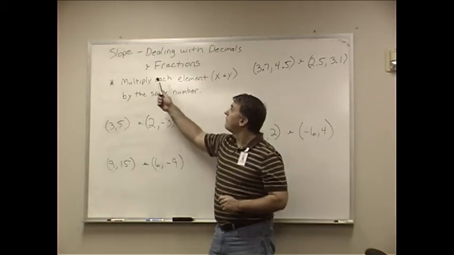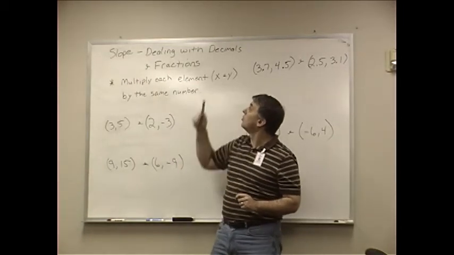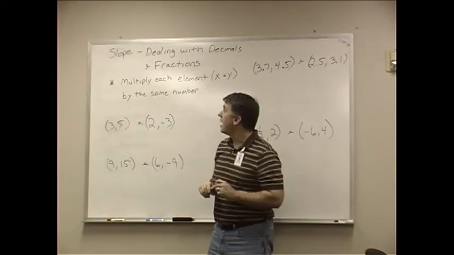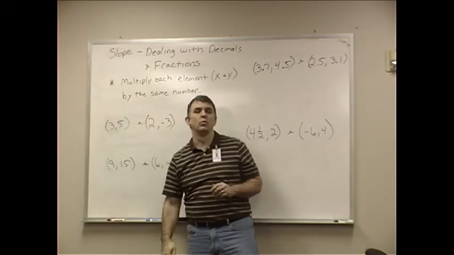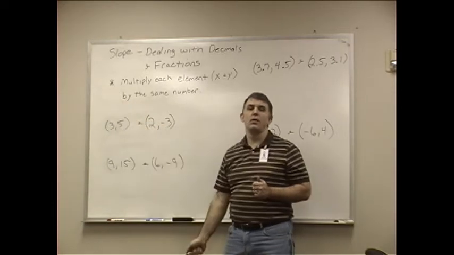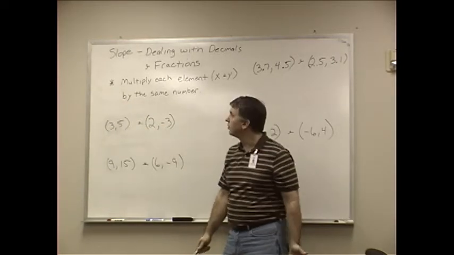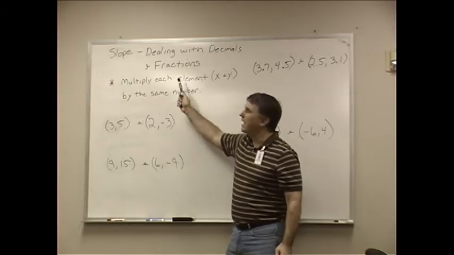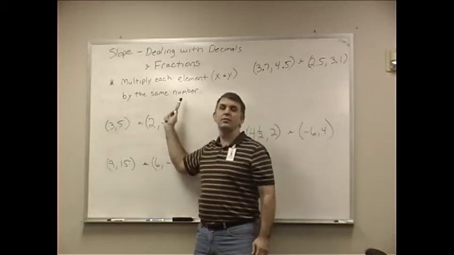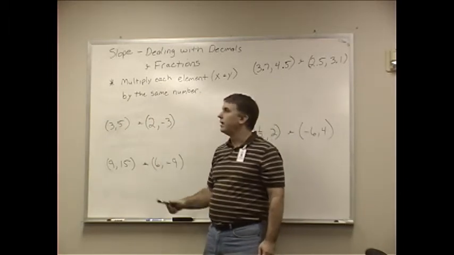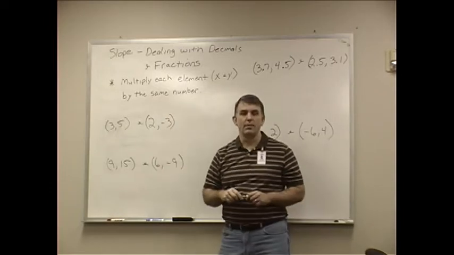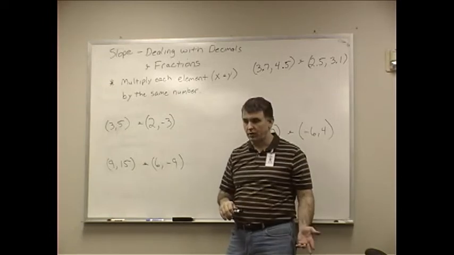Hello. Now we're going to find slope when you're dealing with decimals and fractions in the points. Okay, now what we have is a simple rule on what to do. One of the things that you're allowed to do with any 2 points, and it won't change the slope, is multiply each element in the point, that means each x and y that's in there, by the same number. Before we actually do that, I've got 2 different points up here I want to demonstrate with. I want to show you something.